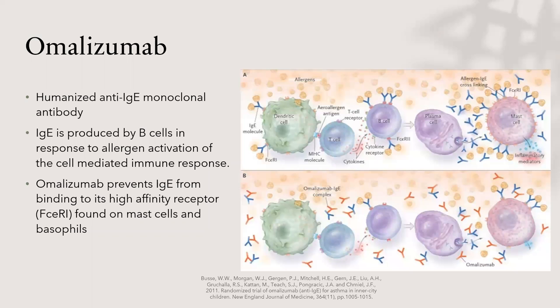So omalizumab, as we're probably the most familiar with, is a monoclonal antibody that binds to IgE. The problem with IgE, at least its role in the pathophysiology of asthma, is that it binds to the mast cells and basophils and causes degranulation, and then you have inflammatory mediators, and that presents physically as an asthma attack. So omalizumab is that anti-IgE antibody, binds to the IgE molecule, prevents it from binding to the receptors, and then prevents that degranulation and the asthma attack.